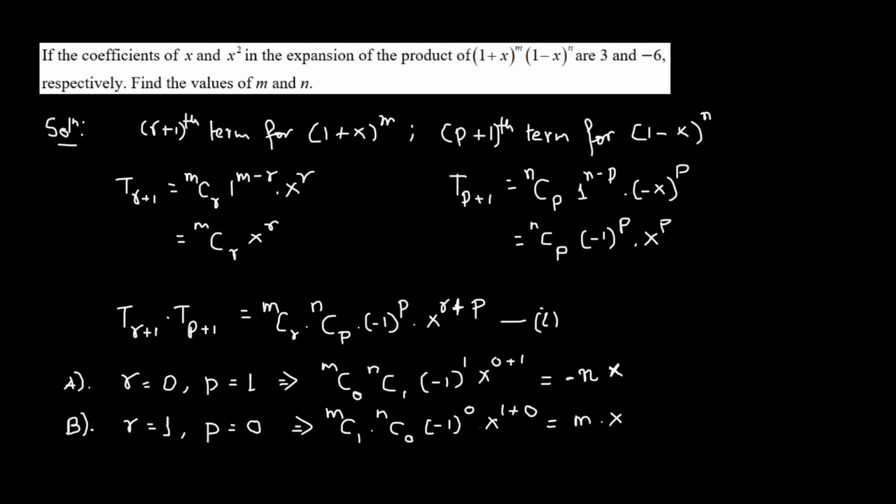Now we add the two coefficients together. That would give us the coefficient of x. So the coefficient of x will be equal to, we add this coefficient, so that will be negative n plus m. And according to the question, this is equal to positive 3. So let this be equation number 2. Now we move on to the next possibility.